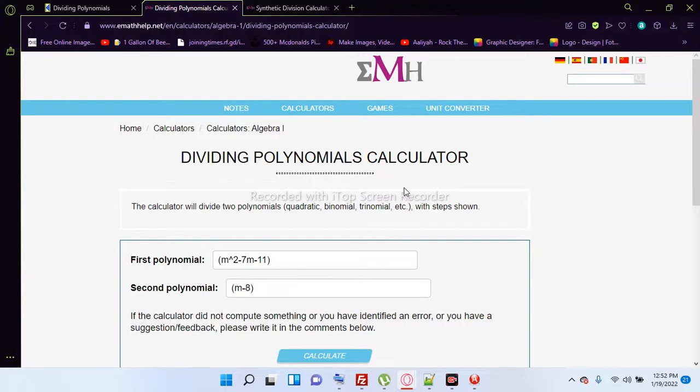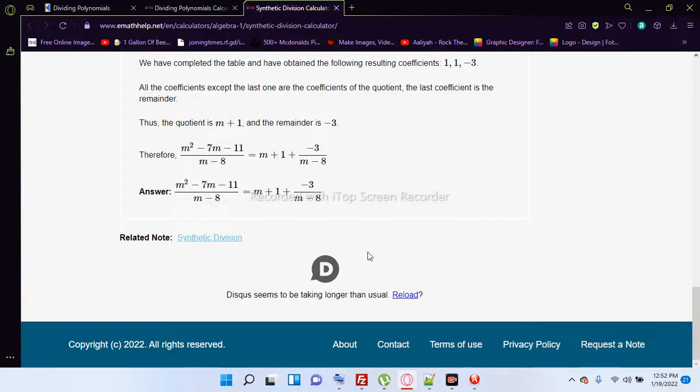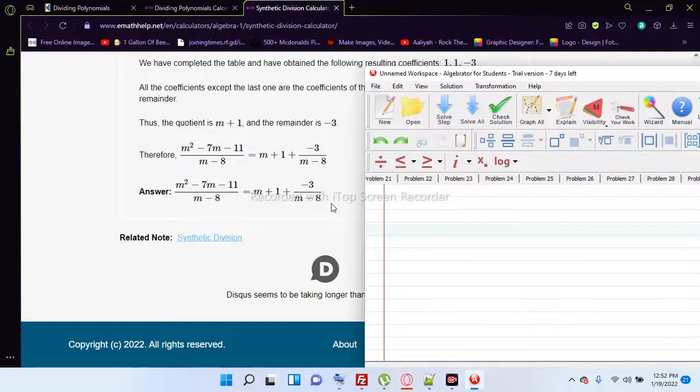Bam! Polynomial calculator, okay? Right there. You always type that in Google, okay? You always type what's up there. You feel me? Don't sit there and just type anything. Type what you see at the top of that page, brother.